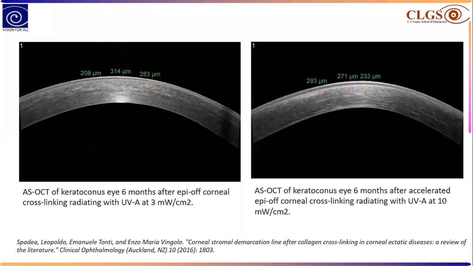So one basic question: CXL is being performed primarily to stop keratoconus progression and not for refractive stability. Yes, CXL is not for refractive stability. It is to prevent the progression of keratoconus, to make the cornea stiffer so that it can withstand the pressure which is coming from inside the eye. So you want to make the cornea more stiff so that it should not bulge out more or progress.